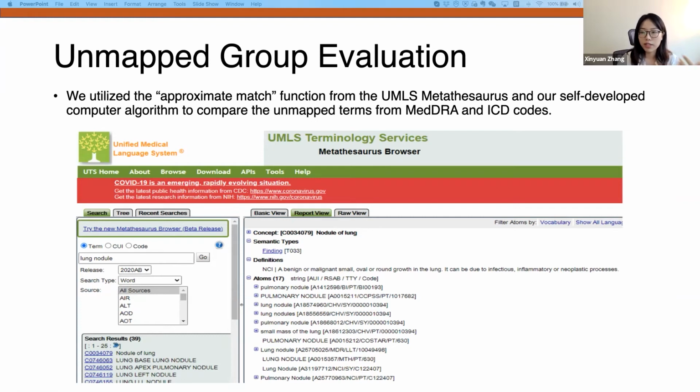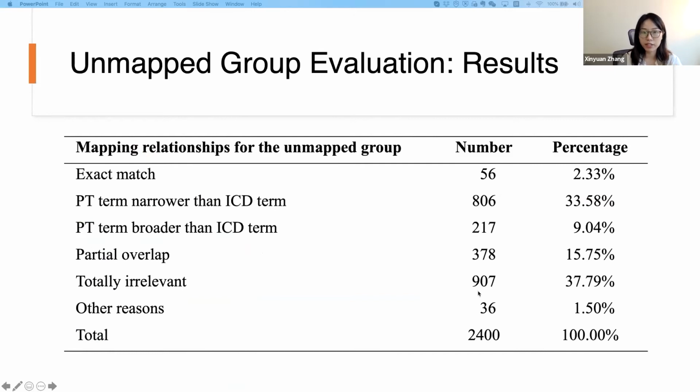However, there are some limitations that we identified in the process according to our annotators. The algorithm is not really good for the approximate match. Sometimes they think the best match term appeared after the ranking of 1,000 returned results from this browser API. So we actually developed our own computer algorithm to compare the unmapped terms for both MedDRA and ICD. And here are the results of our unmapped group evaluations. Among a total of 2,400 terms, we actually identified another 56 terms that we believe have an exact match pair relationship between the MedDRA and ICD term.